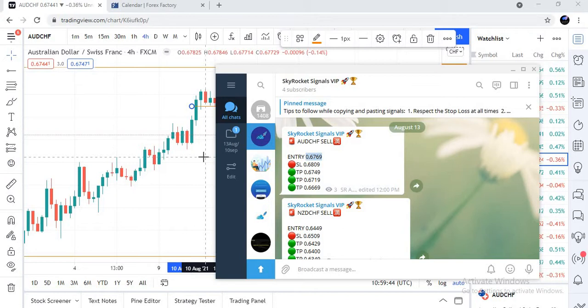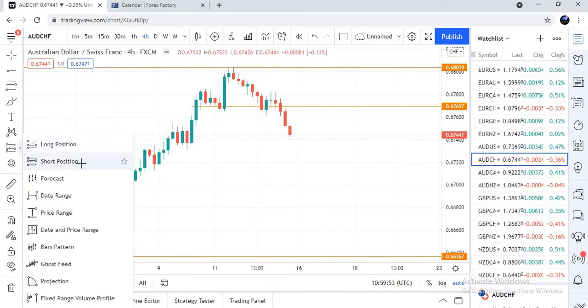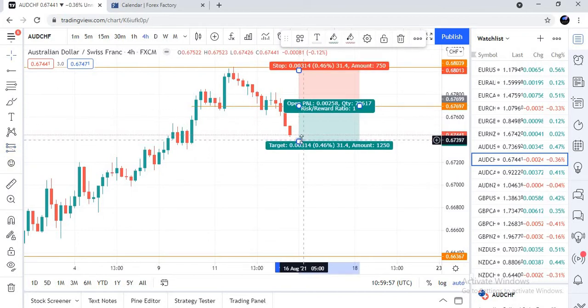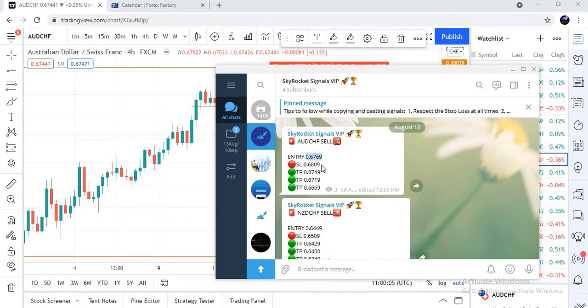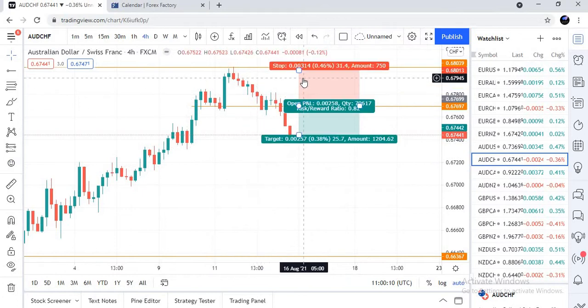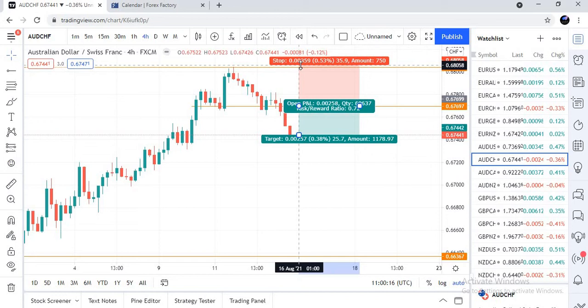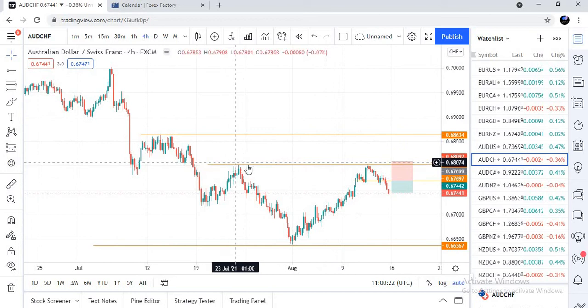So yeah, we dropped the signal for the AUD CHF at this price, and let's check that out using our short position, which is from here, and it is up about 24 pips, 25 pips. We set our stop loss to a really far region, which is 0.6809. And the reason why we did this was because this level is a resistance level.